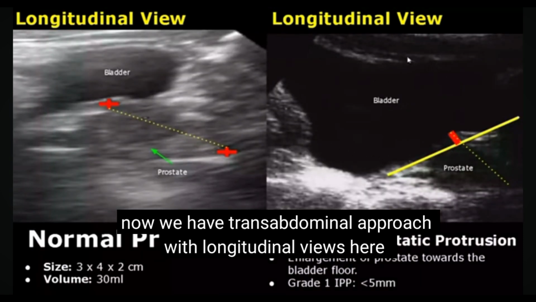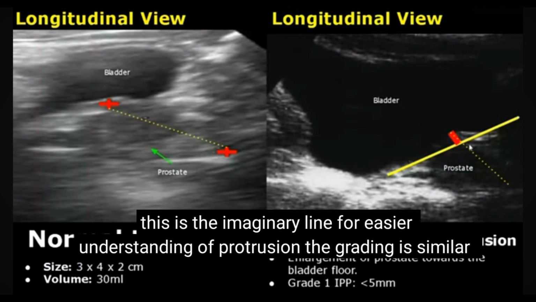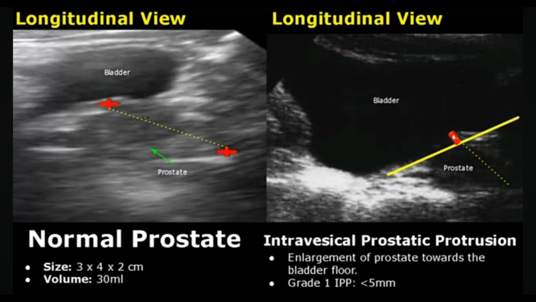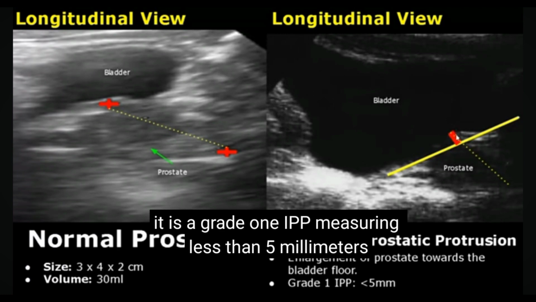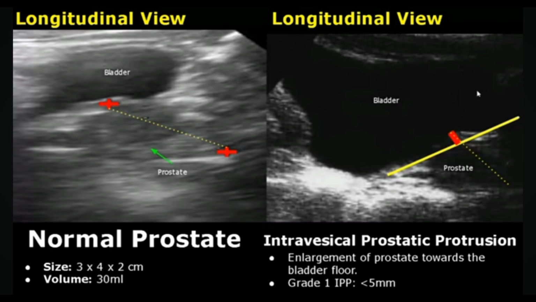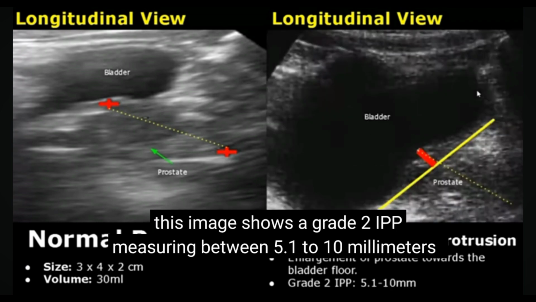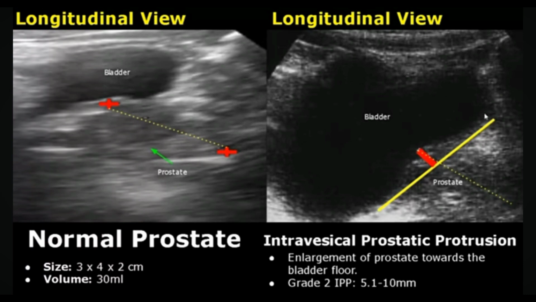Now we have the transabdominal approach with longitudinal views here. This is an imaginary line for easier understanding of protrusion. The grading is similar. It is a grade 1 IPP measuring less than 5 millimeters. This image is showing a grade 2 IPP measuring between 5.1 to 10 millimeters.